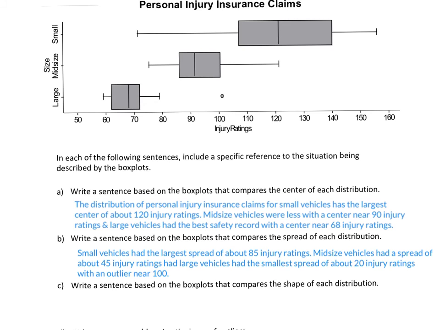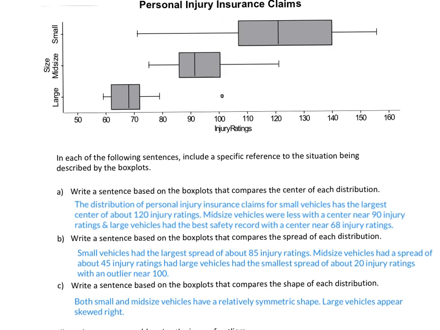Notice we use the word near or about because we don't know for sure. Now I want you to compare the shapes. Try it. Hopefully you said that both small and mid-sized vehicles have a fairly symmetric or approximately symmetric shape. Large vehicles appear skewed to the right due to that high outlier. The next question asks you to write a sentence addressing the issue of outliers, which we've already pretty much covered in letter B. You just have to state that large vehicles have the only outlier near 100 injury ratings.